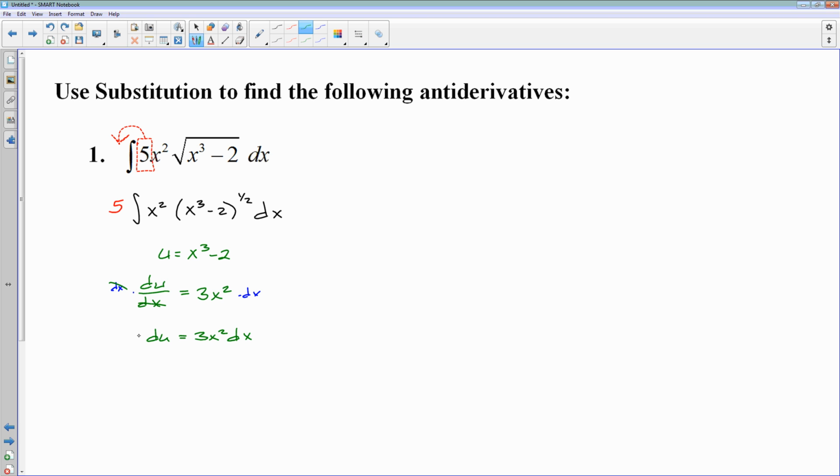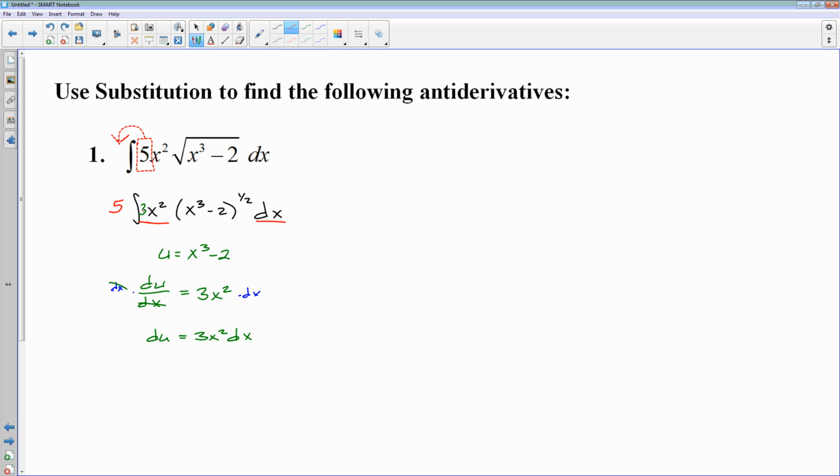Your du really is what determines whether or not substitution will work. You have to see your du. I see my du is 3x squared dx. I have an x squared dx. All I'm missing is the 3, and if all you're missing is a constant, that's not a problem. What I will do is I will simply put a 3 in the problem. Voila! Now I have my 3x squared dx, and I can do substitution.